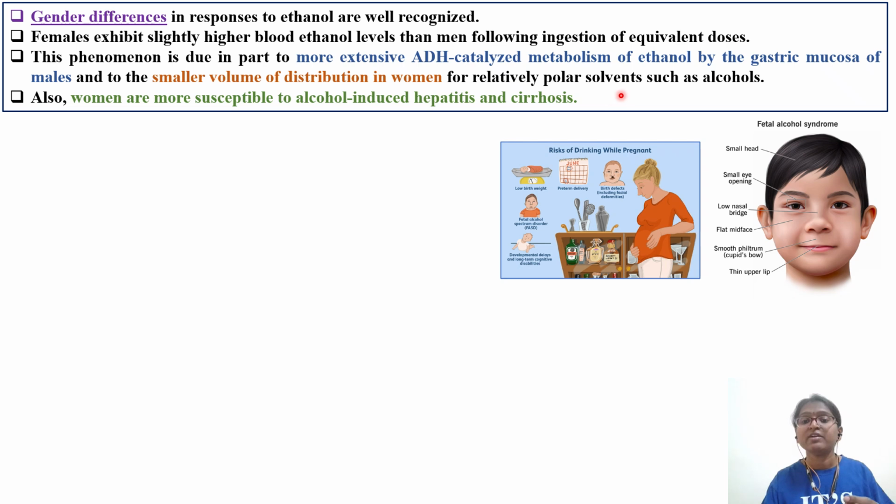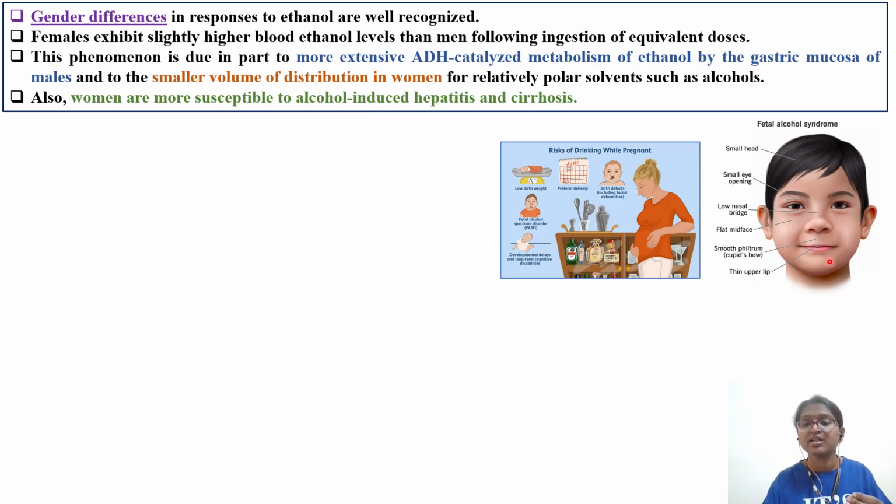Okay, for relatively polar solvents such as alcohol. I told you we'll discuss the chemistry of alcohol in another video: why polarity is there, how the OH is an electron donating or nucleophilic group, why it is more reactive. That also, with respect to polar solvents, we'll discuss in another video. Women are more susceptible to alcohol-induced liver disease, that is hepatitis, as well as cirrhosis.